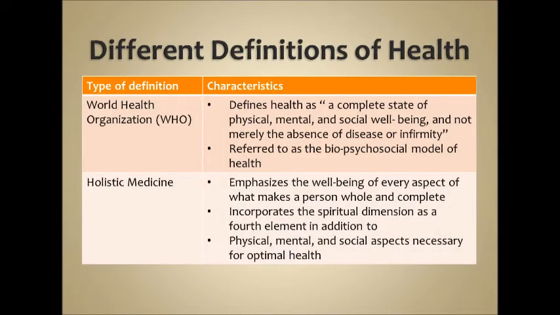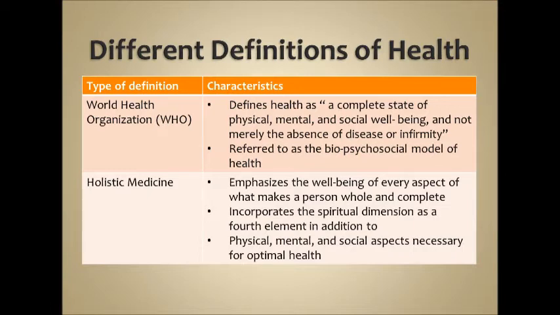Now we move on to the World Health Organization, which has to really consider the whole world when making definitions. It defines health as a complete state of physical, mental, and social well-being, and not merely the absence of disease or infirmity. How different that is from the medical model. And this World Health Organization definition is referred to as the biopsychosocial model of health. It's really a very comprehensive idea that meets with that first slide on indicators.